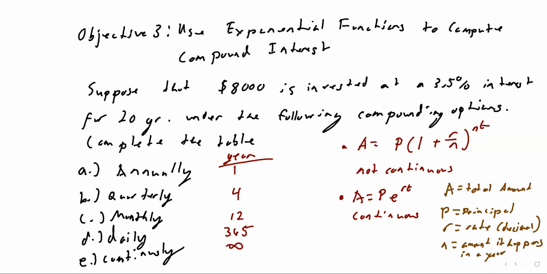So for instance, annually would be N equals 1. Quarterly would be 4, monthly 12, daily 365. And then T is time. It was supplied to us right here. It said 20 years. So that's what we're going to do. We're going to find out how much it is.